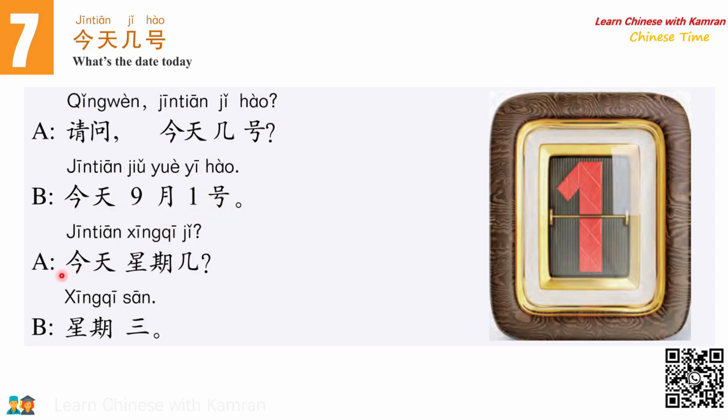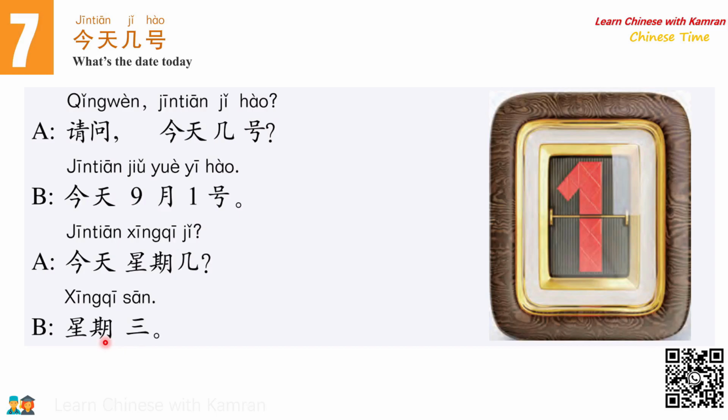Next, A is asking 今天星期几? What's the day today? 星期 is actually week. 今天星期几? 星期 is week. So what's the day of the week today? His answer is 星期三. It is Wednesday. 星期三 is the third day of the week.